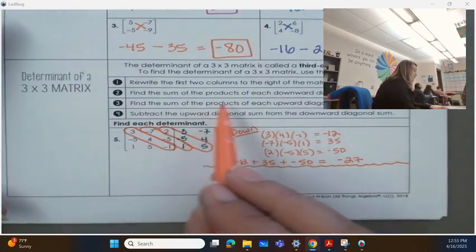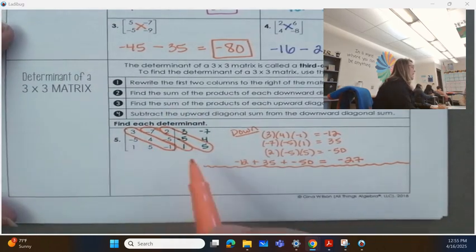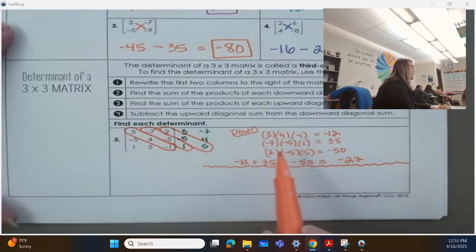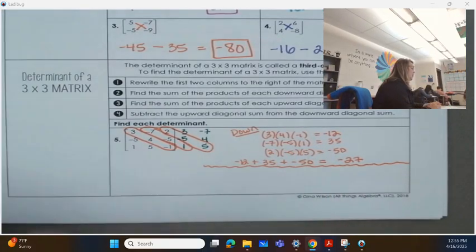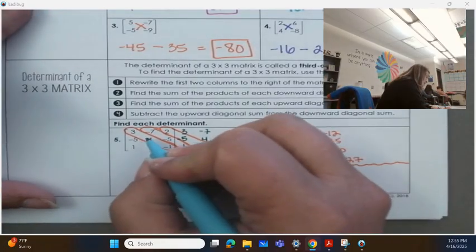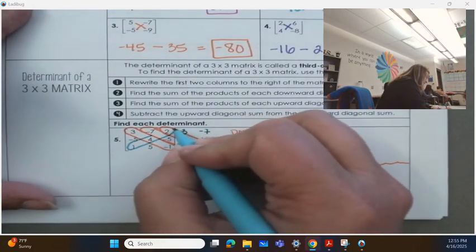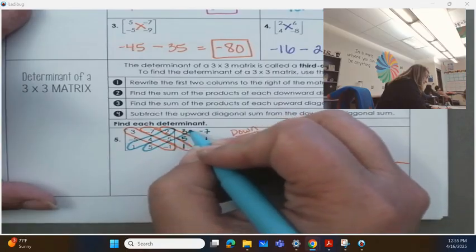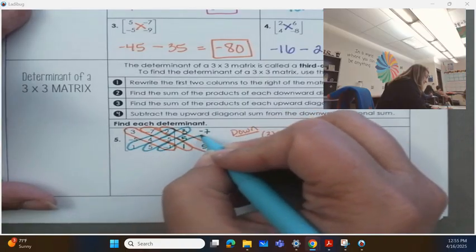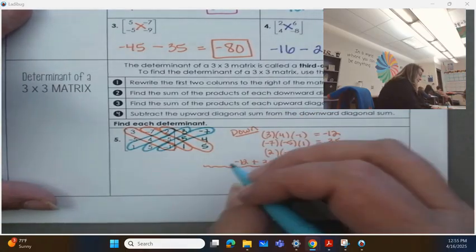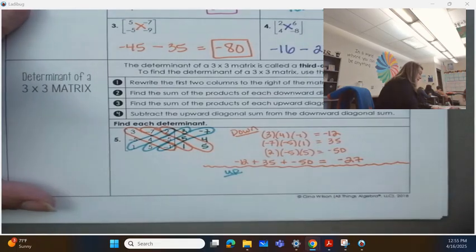Find the sum of the products of each downward diagonal. So product means multiply. We multiplied all the downward diagonals and then we added them up. Find the sum of the product. So we did that. Now we got to find the sum of each upward diagonal. So now I got to go up this way, and this way. I've got to find the sum of each upward diagonal.